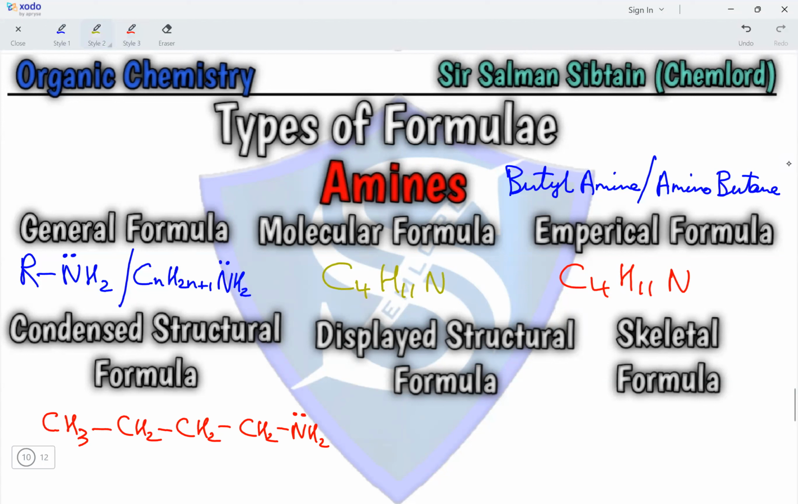Now to make the same formula in the displayed form, we have four carbon atoms in a straight chain, then a nitrogen atom attached to two hydrogen atoms. And all the carbon atoms will complete their bondings with hydrogen atoms, with three hydrogen atoms at the terminal carbon atom and two hydrogen atoms on each carbon atom as part of the chain. The skeletal formula of butylamine would be like this, and then we would have an NH2 group placed on the terminal carbon atom, thus completing the skeletal formula of butylamine or aminobutane.